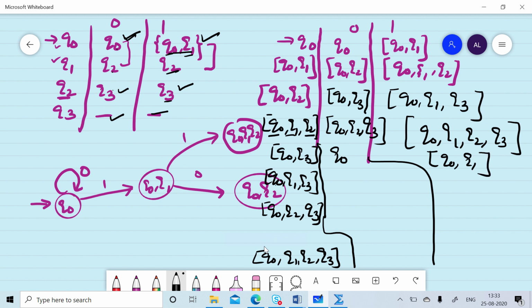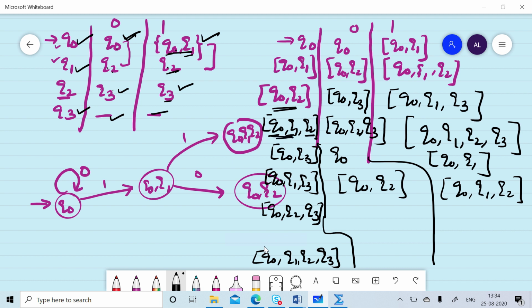Now we will take Q0, Q1, Q3. Taking their union under 0, we will get Q0, Q2. Under 1 we will get Q0, Q1, Q2 and blank. So Q0, Q1, Q2. We have already taken Q0, Q2 and Q0, Q1, Q2.